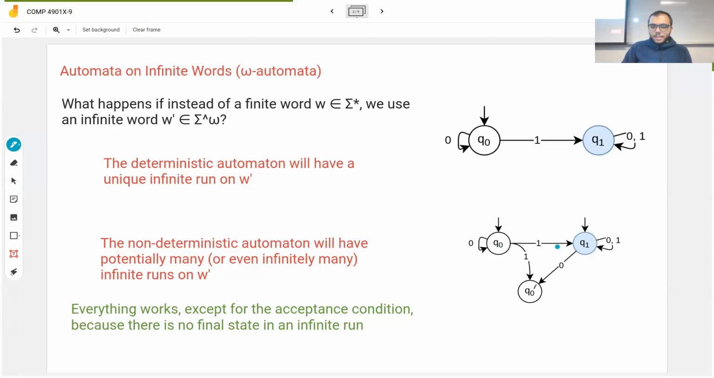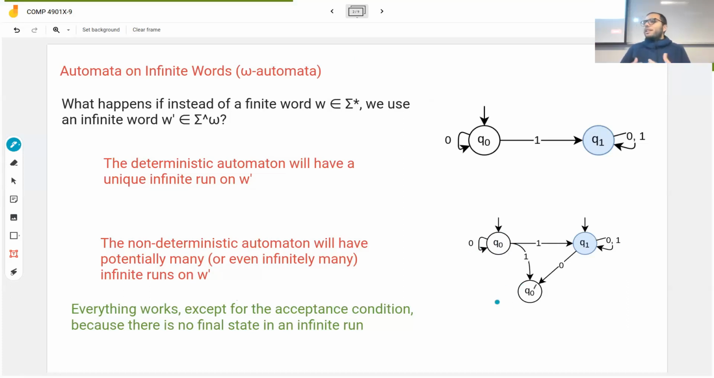And in the other automaton, I can actually have many different runs. This was the case before as well. I could have many different runs on the same input, even when the input was finite. But now that the input is infinite, I can potentially have infinitely many different runs, right? Because imagine that my word somehow gets to this point infinitely many times, and each time I have a choice of which transition to take.